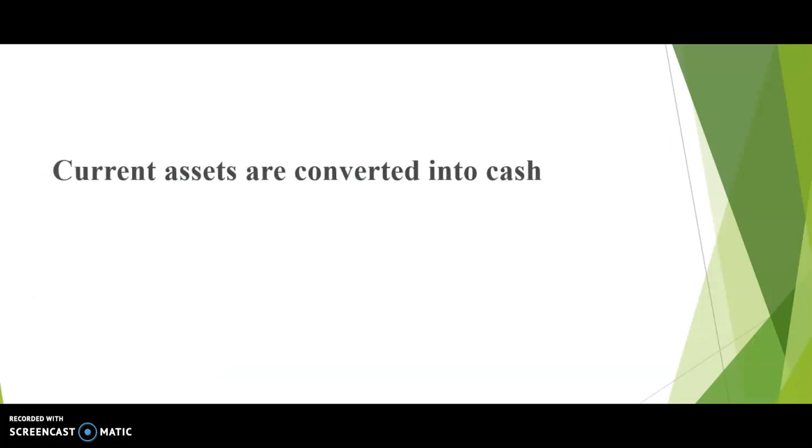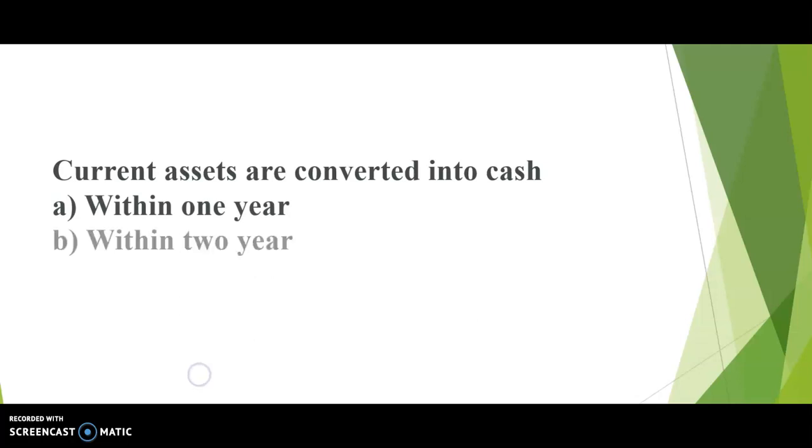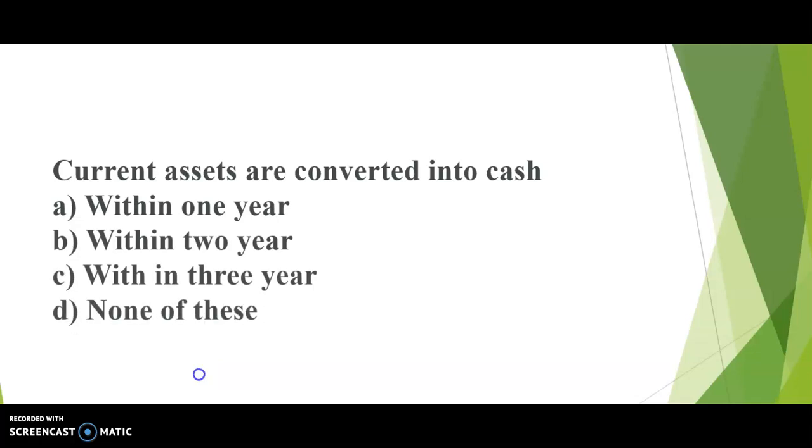Current assets are converted into cash: A, within 1 year, B, within 2 years, C, within 3 years, and D, none of these. Whenever we discuss current assets, they are converted into cash within 1 year. The asset which is converted within 1 year is called current assets. So the correct option is A.